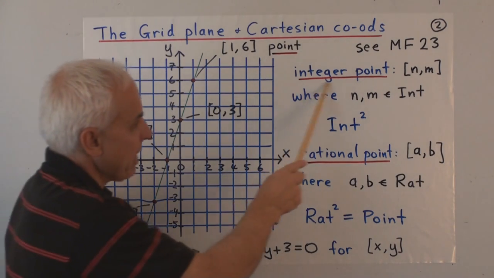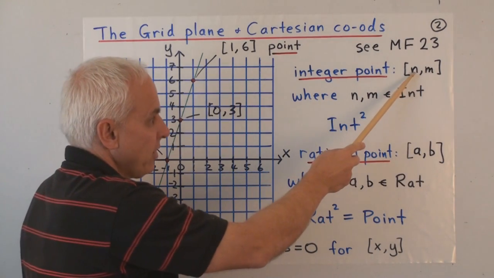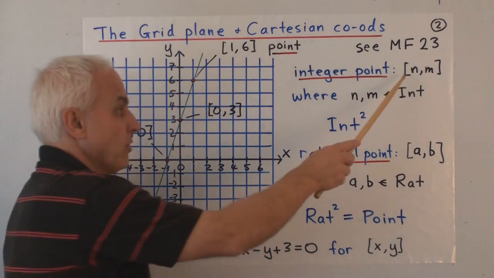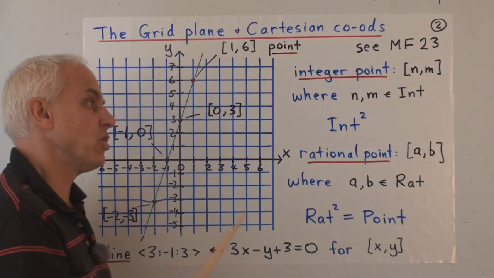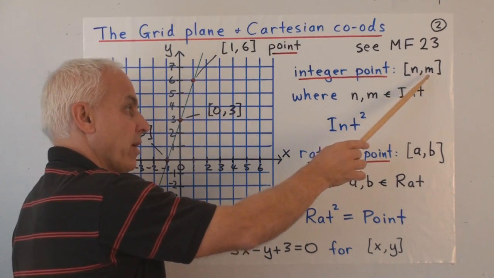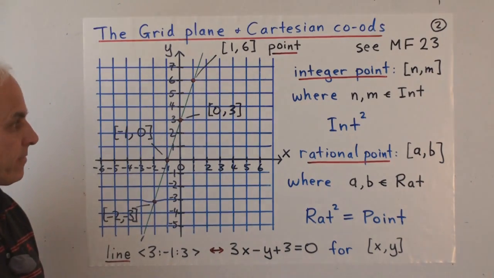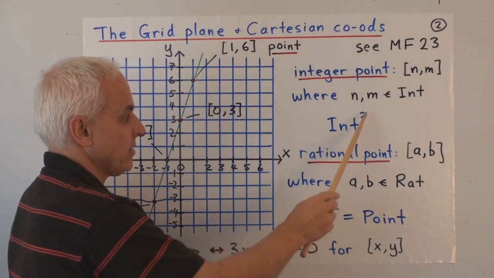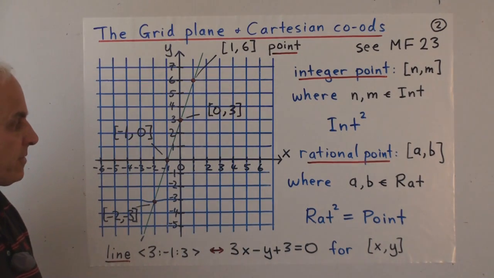So we can define a mathematical object called an integer point, which is just a pair of integers enclosed in square brackets. And it's an ordered pair, so there's a first one and a second one corresponding to the x coordinate and the y coordinate. That defines a new type of object, which we might call int squared, an integer point.